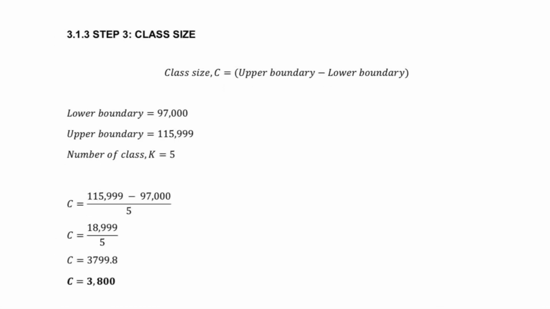Step 3 is to calculate the class size. The lower boundary is 97,000, while the upper boundary is 115,999. The difference between these values is divided by the number of classes, which is 5. The calculation gives a class size of approximately 3,799.8. The value is rounded to 3,800. Therefore, each class interval has a width of 3,800.